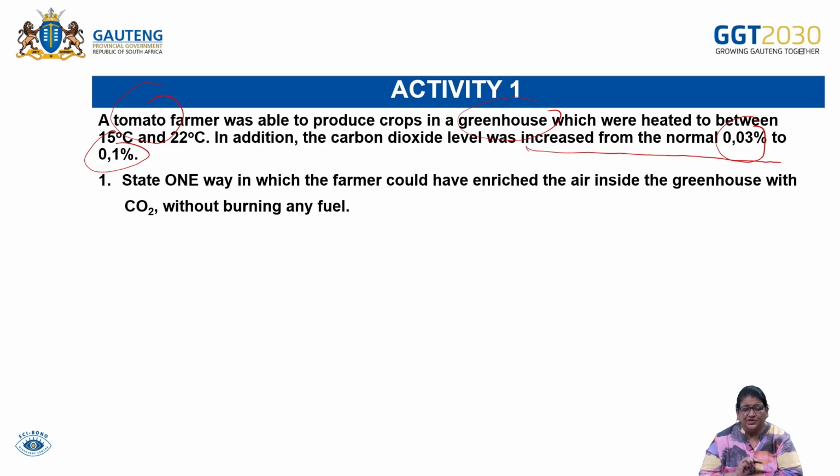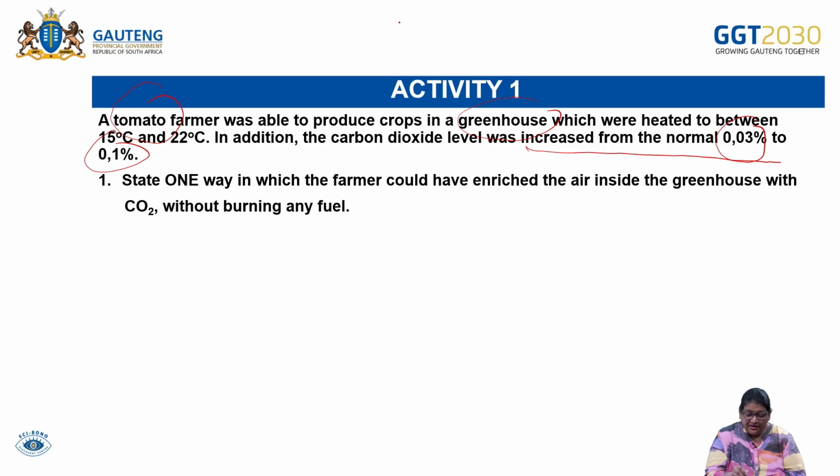So at what temperature is he keeping the greenhouse? He's keeping it between 15 degrees and 22 degrees Celsius because the farmer has studied that that's the best temperature in which tomatoes can grow. So he has to monitor the temperature within that greenhouse. In addition, the carbon dioxide level was increased from normal 0.03 to 0.1.